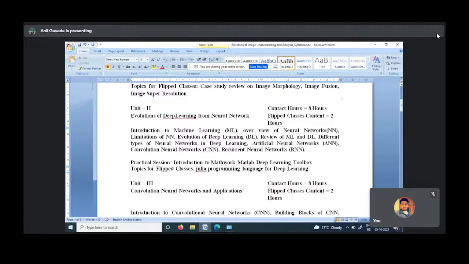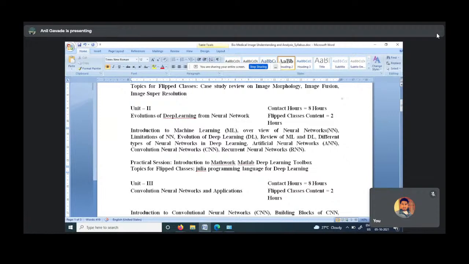So in the evolution, we start with machine learning. We give an overview of neural networks and what their limitations are. That is why they migrated to deep learning, which is explained. So here you will be doing a kind of review. What does a review involve? You will be referring to a good number of literature from standard reference papers, maybe from good transaction papers or elsewhere. We will be taking a set of good papers, and related to that, you will be doing a review.